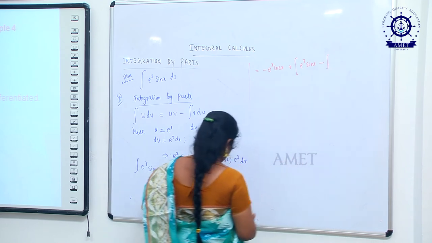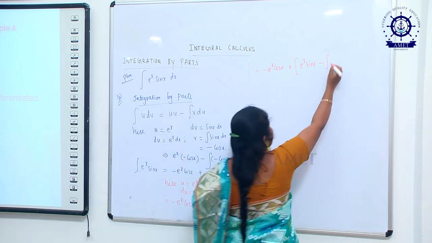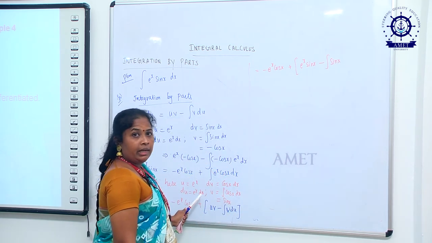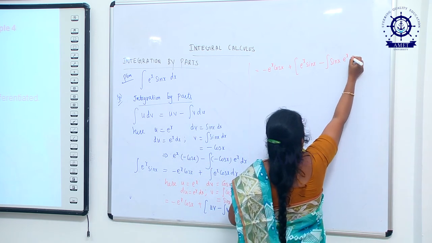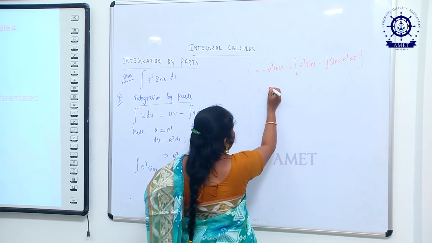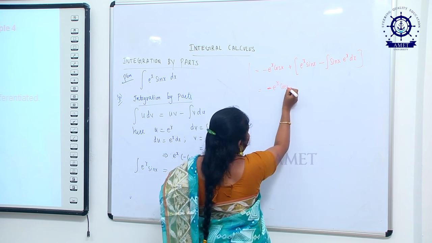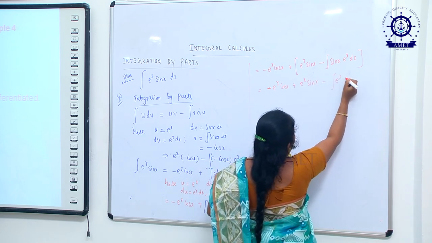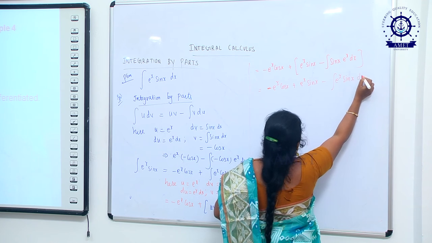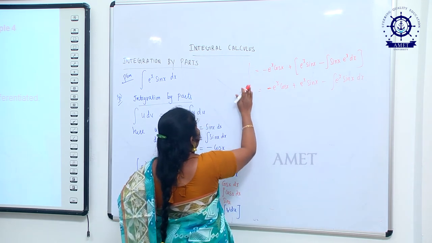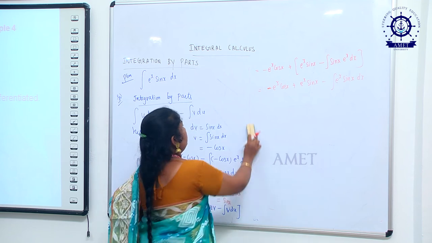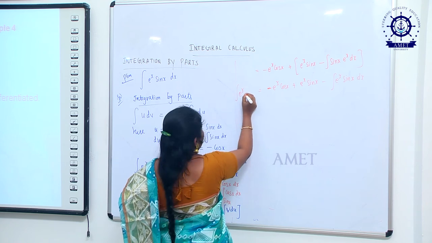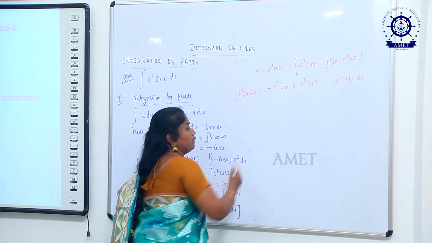So integral, what is v? v is sin x. What is du? du is e power x dx. What is the simplification? Minus e power x cos x plus e power x sin x minus integral e power x sin x dx. What is the left hand side? The left hand side will appear as the integral of e power x sin x dx.